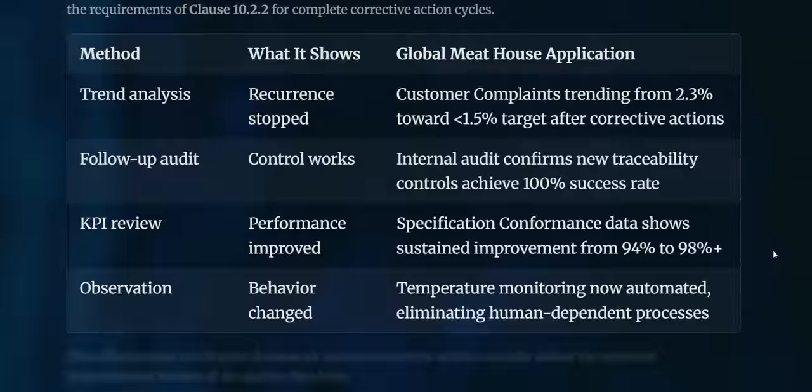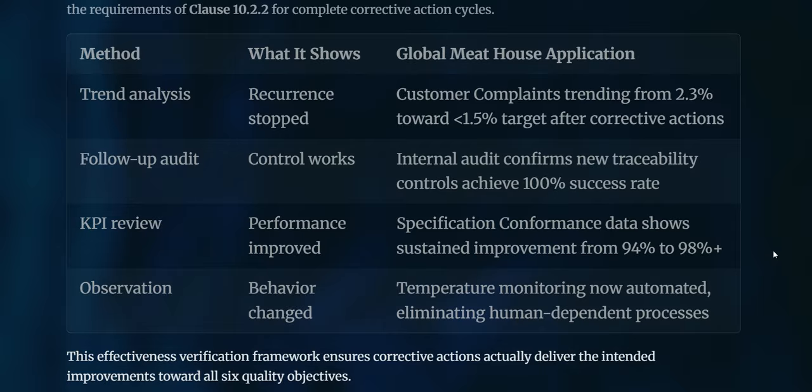The fourth method to verify your corrective actions is observation. Observation shows that the behavior has changed. In our global meat house application, this means temperature monitoring is now automated, eliminating human error dependency. This effectiveness verification framework will ensure corrective actions actually drive the intended improvement toward quality objectives.